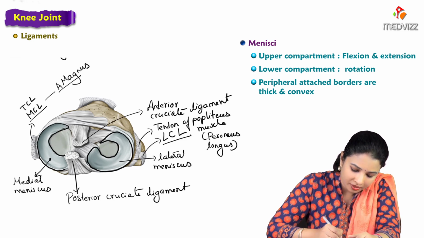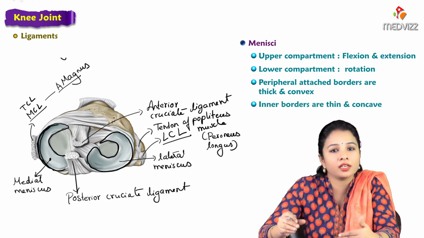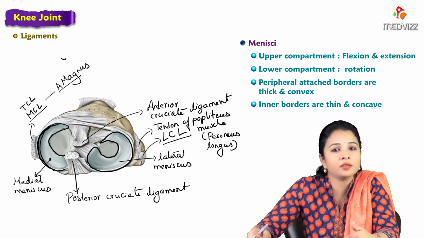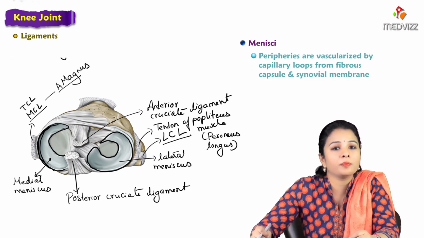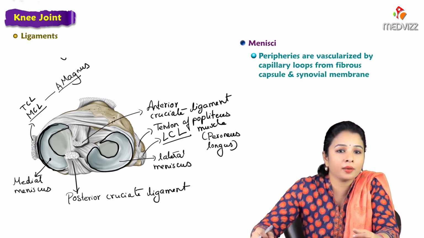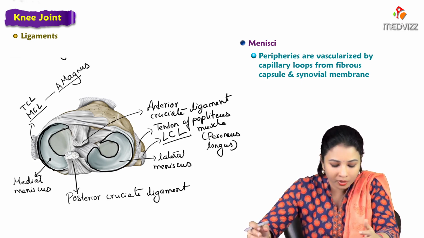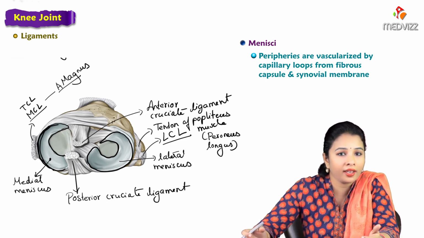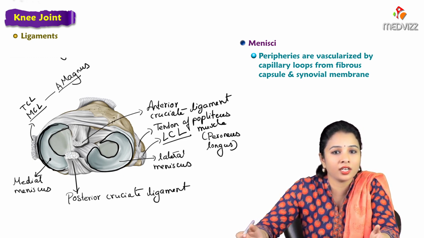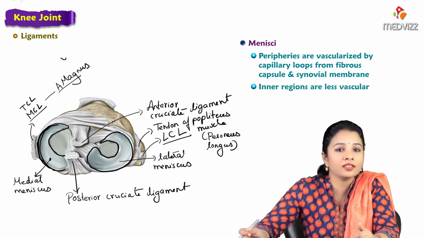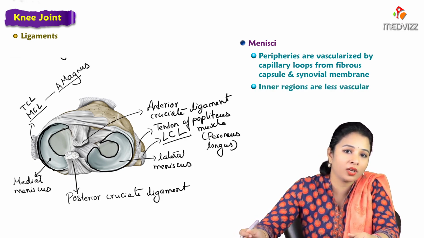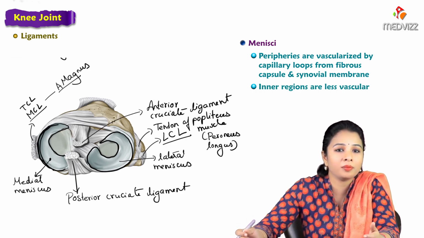Their peripheral attached borders are thick and convex. So you can see that peripherally they are quite thicker and convex, whereas their free inner borders on the inner aspect are thin and concave. Their peripheries are vascularized by capillary loops from the fibrous capsule and synovial membrane. Because they are made up of cartilage, they are avascular, so they get nutrition from the fibrous capsule and synovial membrane, while the inner regions, the thin parts, are less vascular because they are away from the blood vessels.